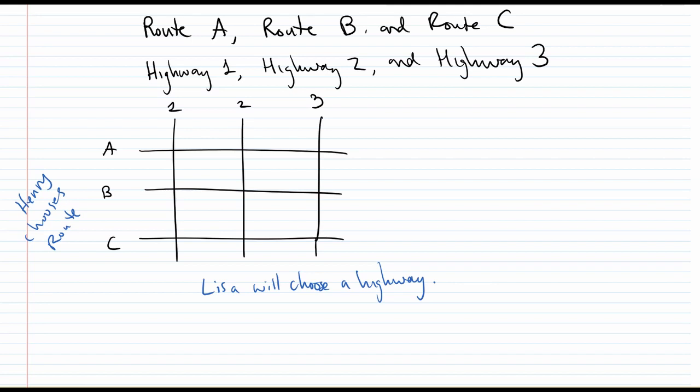So for instance, if Henry chooses route B and Lisa chooses route C, then where are they going to build it? Well, we just trace B over here, and then we trace 3 down, and so they're going to build it over here. And this is where their restaurant will go up. Okay, and so, why do they do it this way?